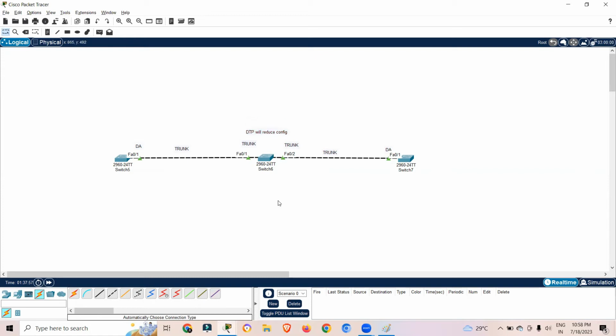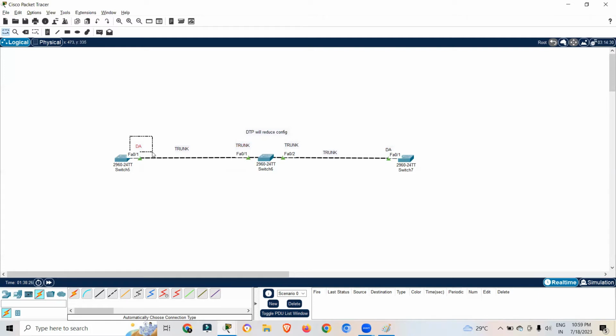Now you can ask the question. When the other side is not accepting the negotiation, do we have to make the other switch a trunk? Yes, we can. When I do the trunk configuration on one side, the other side will automatically become the trunk.